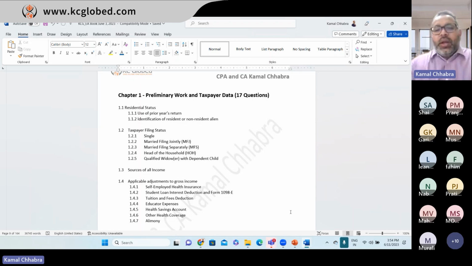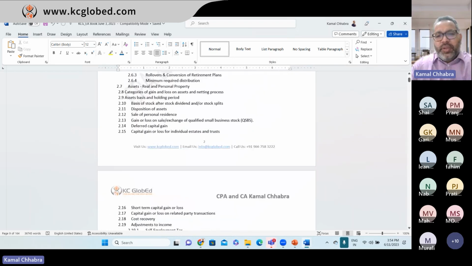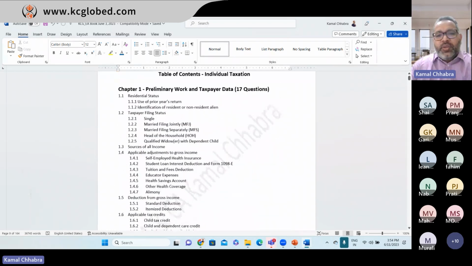For example, individual taxation. There are five chapters, so let me quickly walk you through this. The first one is preliminary work and the taxpayer. In this chapter, you can see 17 questions coming in your exam. You'll be expecting topics like residential status, whether you are a resident of the US or a non-resident alien.